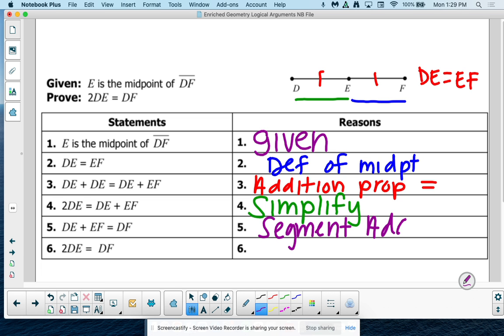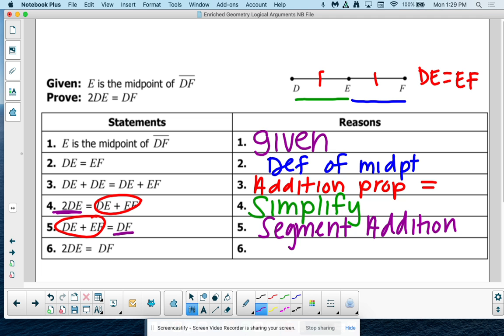I was one step ahead of myself. Segment addition. It's 2DE. So now why can we say 2DE equals DF? Because DE equals EF. This is what I was trying to get to. I was just a little step too early. You guys see how DE plus EF is repeated here? So now what two things are equal? If they're both equal to DF, DE and EF. You guys see how these have to be equal because they're equal to the same thing?